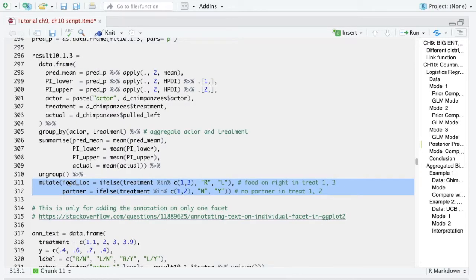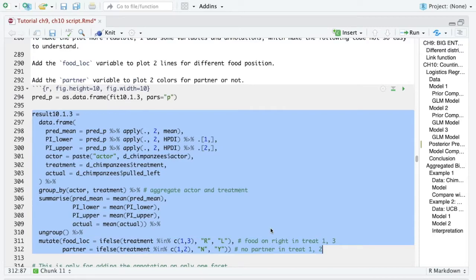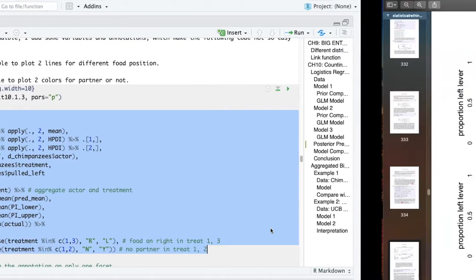We add 2 columns, food location and partner. These columns will tell us what kind of conditions are in each treatment. So for treatments 1 and 3, the food is on the right-hand side. In 2 and 4, the food is on the left-hand side. And if the treatment is 1 or 2, there's no partner on the opposite side of the chimpanzee. And if it's 3 or 4, there's a partner. Okay, so after these processes, we've got all the data we need to make this plot.